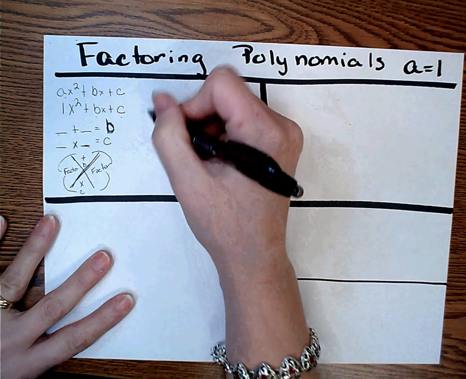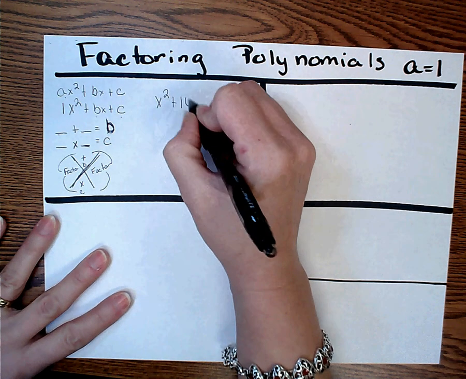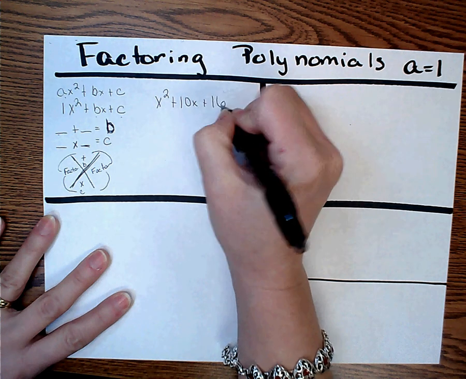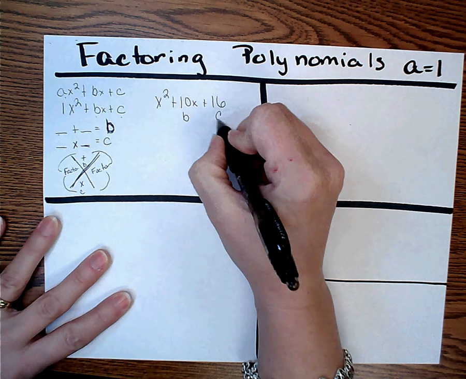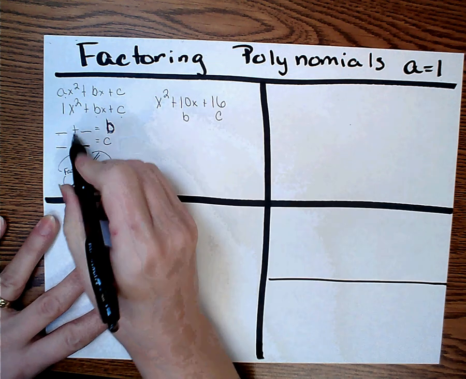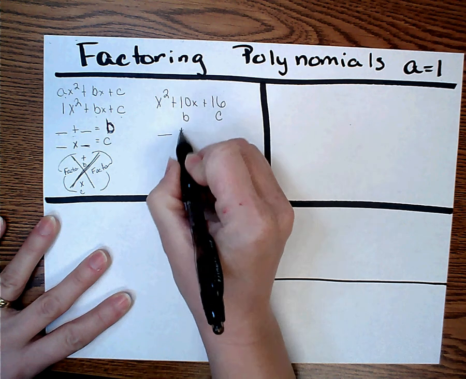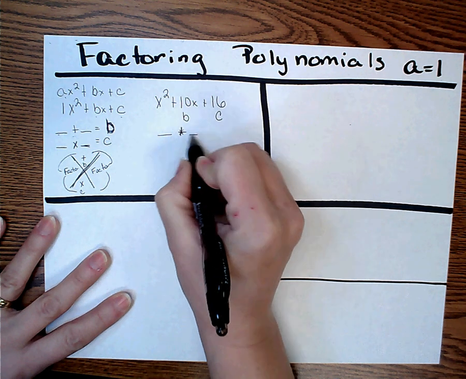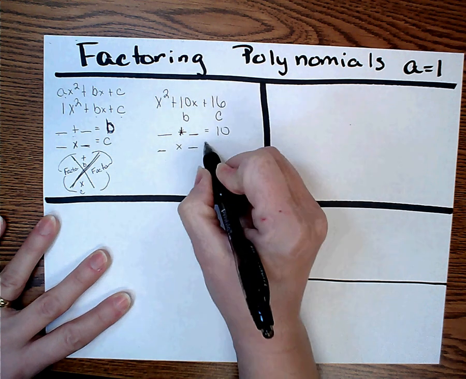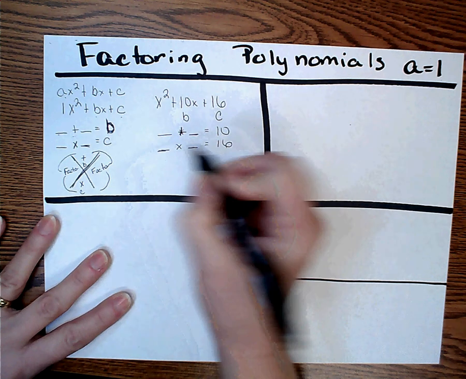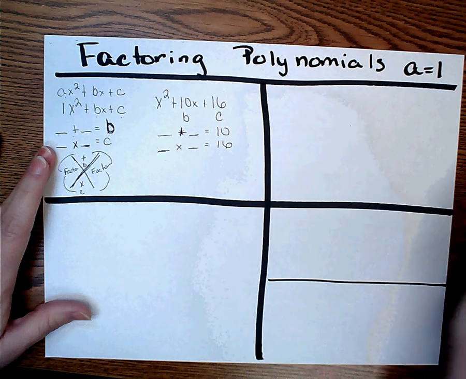So the first example I want to look at is x squared plus 10x plus 16. B is 10, c is 16. So when I set this problem up, blank plus blank equals 10, and blank times blank equals 16. So what are the factors of 16 that will give me 10?